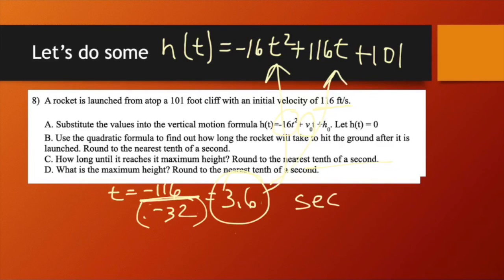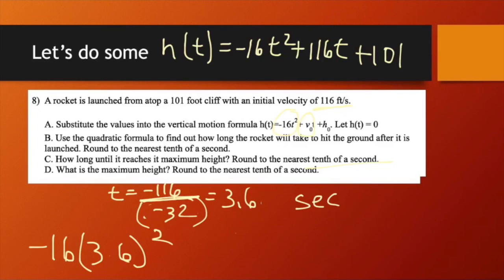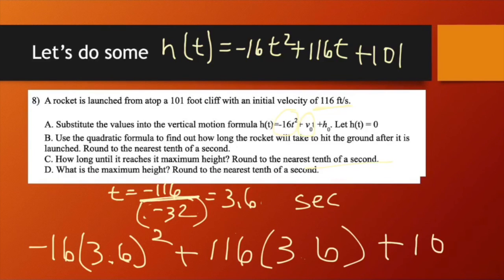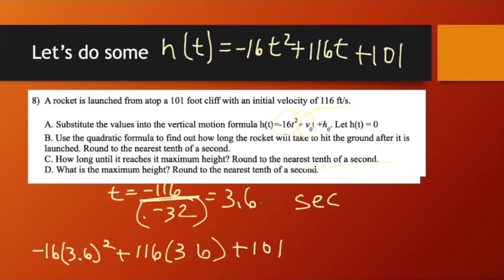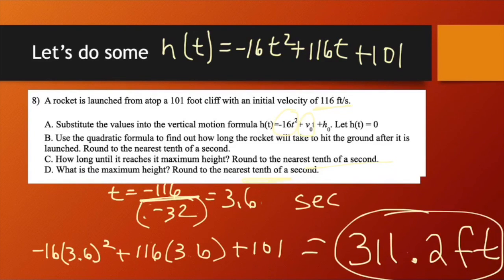I'm going to do that on my calculator. I'm going to type in negative 16 times 3.6 squared, plus 116 times 3.6, and add the 101 to it and hit enter. And I got 311.24. Again, we're rounding to the tenth, so I only need the 2, and this is feet. All right, we finished number 8.